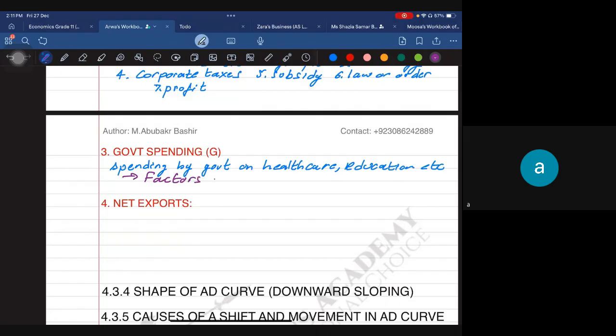Now, what are the factors which are affecting government spending? I think number one has to be the tax rate because that's where they get their tax revenue from. So the higher the tax rate, the more tax revenue they're going to get. Very good point.